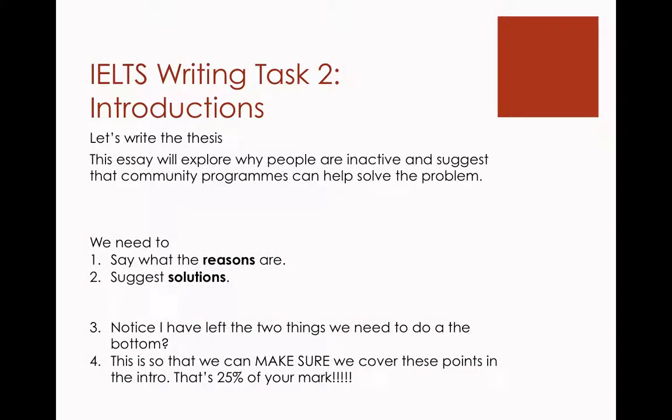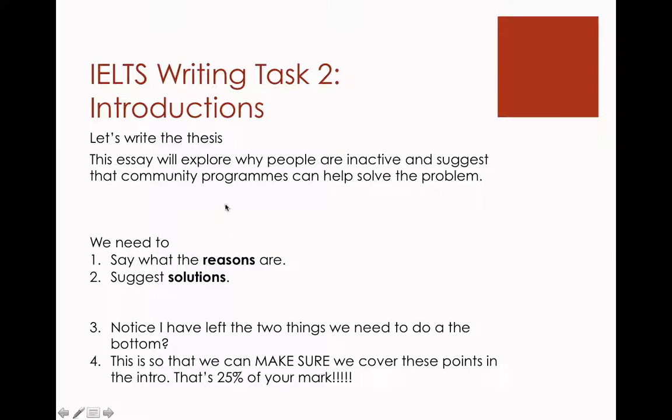So let's write the thesis. This essay will explore why people are inactive and suggest that community programs can help solve the problem. So we need to say what the reasons are, and we need to suggest solutions. Notice that I've left these two things at the bottom of the presentation. Why have I done that? This is so we can make sure we cover these points in the intro. That's 25% of your mark. Cover these points is task achievement.